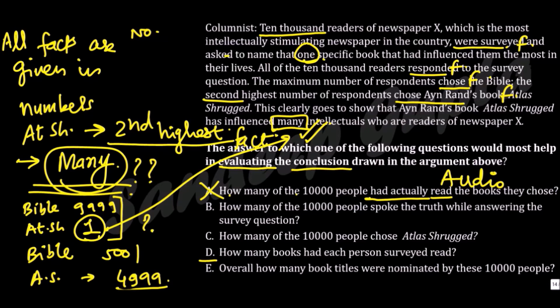So it doesn't matter how many books I've read, whether I've read one book or 1,000 books or 10,000 books in my life. It does not make any difference to the survey. So this is irrelevant altogether. And even if I know this, that doesn't answer whether Atlas Shrugged impacted many people or not.